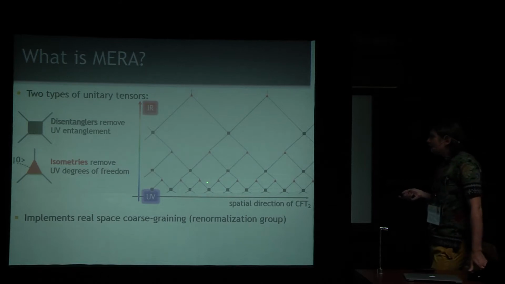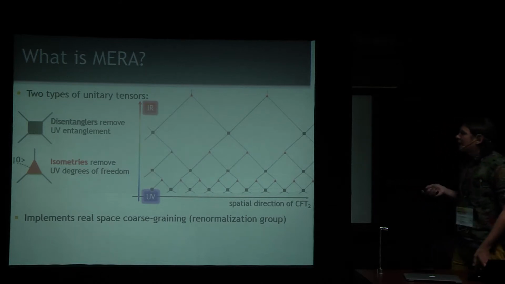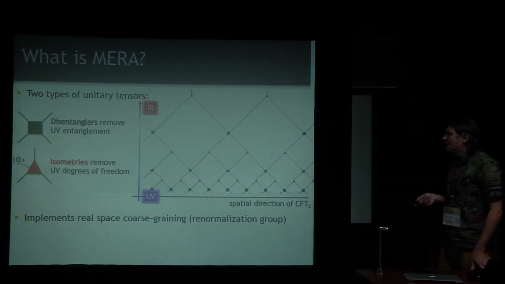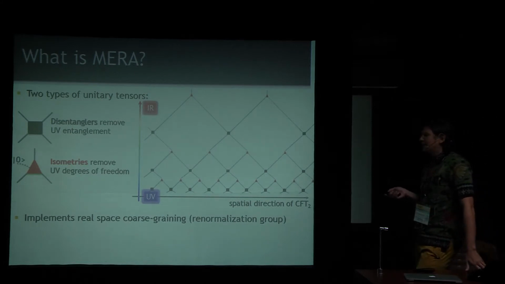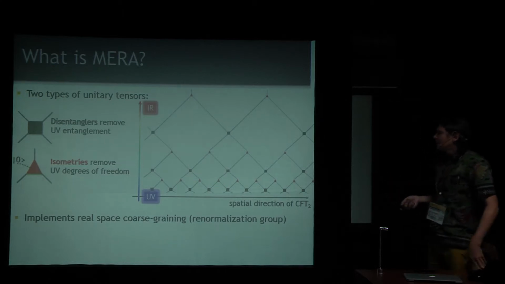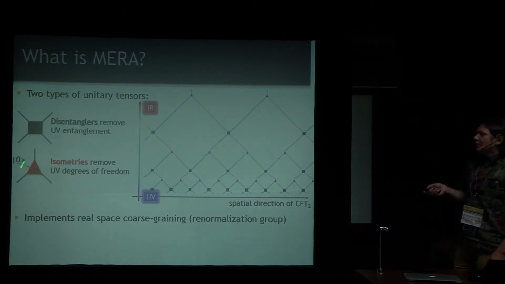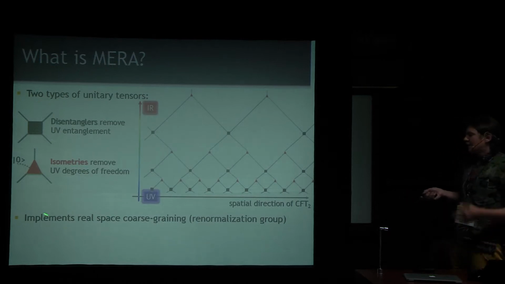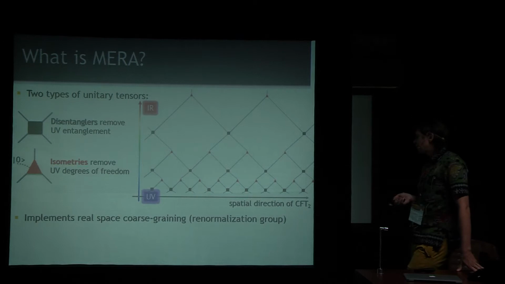The tensors which populate my network are unitary tensors which fall into two classes. I have what's called disentanglers, and their job in life is to remove UV entanglement as I go up. And I have isometries, and their job in life is to remove UV degrees of freedom as I go up. So we see that the structure of the network, as well as the types of tasks that these tensors are chosen to perform, tells me that this network is geared to implementing real space coarse graining of the wave function.